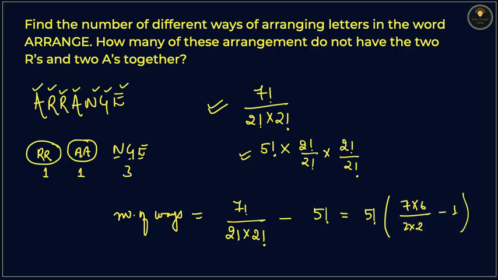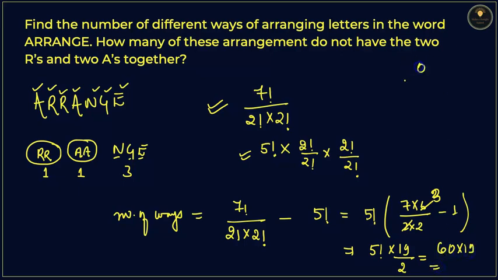Once you solve, you will get the value: 2 2s are 4 and 2 3s are 6, so you will get 7 3s are 21, 21 minus 2, that is equal to 19. So 5 factorial into 19, and the factorial can be written as 120. 120 can be written as 60 multiplied with 19.